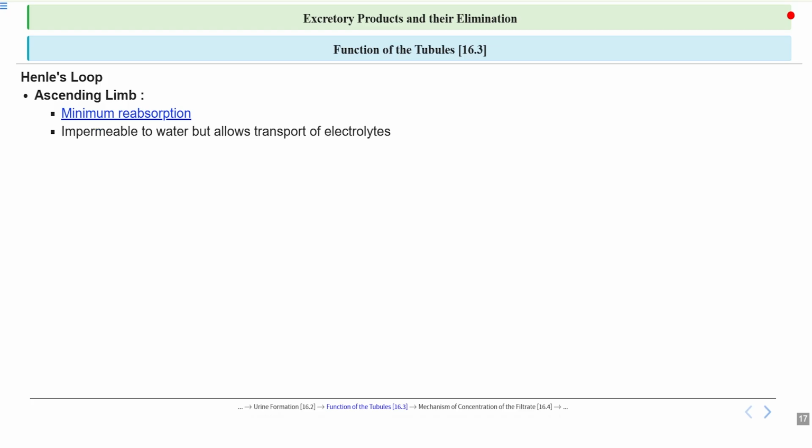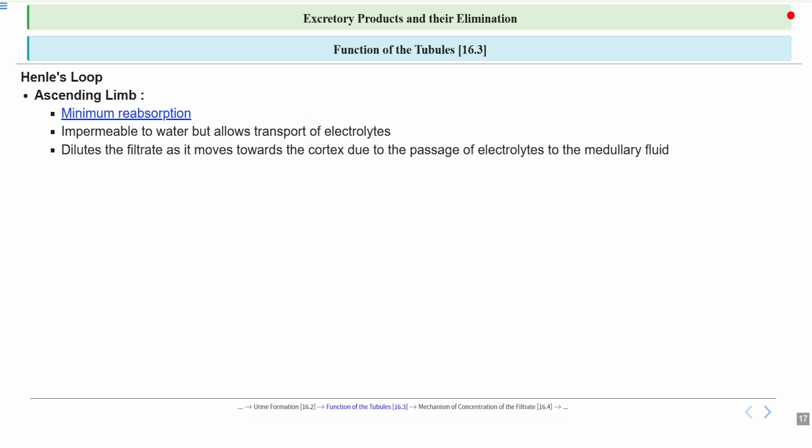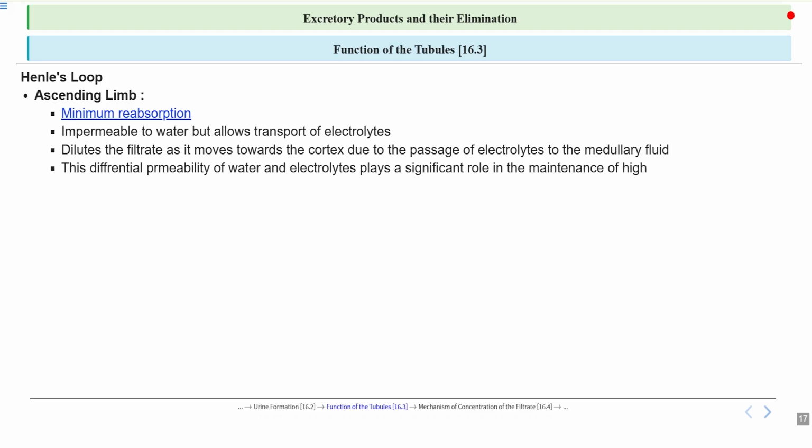Next, it's important to note that this limb is impermeable to water but allows electrolytes to be transported. So water can't move, but salts like sodium and chloride ions can. This selective movement is crucial for setting up the concentration gradient in the kidney. Because electrolytes are leaving the filtrate but water is not, the filtrate becomes more diluted as it moves upward toward the cortex. This difference in permeability between water and electrolytes is key.